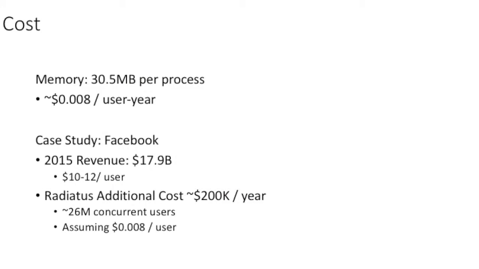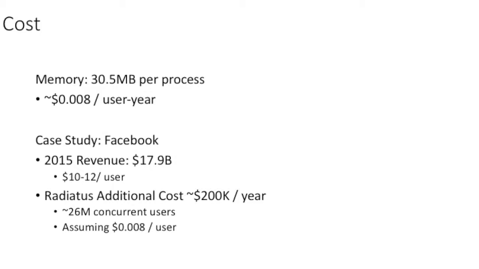Now, in terms of cost, the main cost here is the memory, as you'd expect. It costs about 30.5 megabytes per process for the applications that we wrote, and this is predominantly used by spawning an independent Node.js process for each user. Now, assuming 2015 DRAM prices and an average server lifetime of about 3 years, we estimate that it will probably cost about 0.8 cents per user per year.